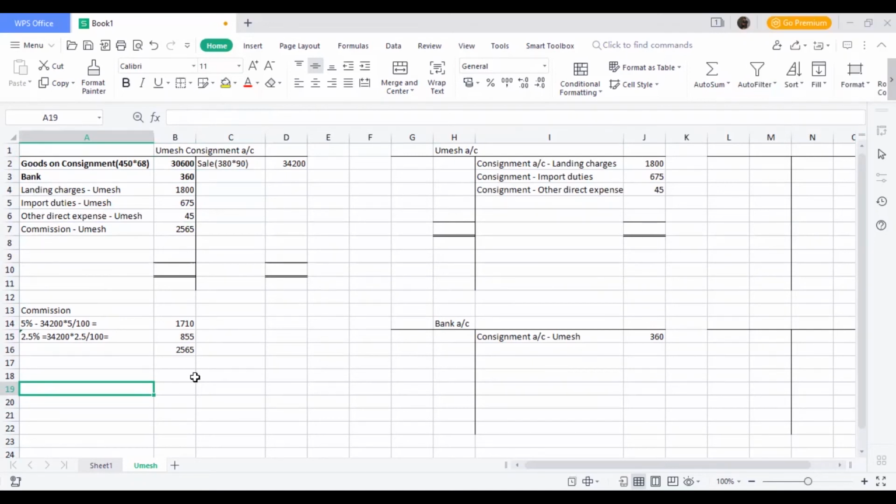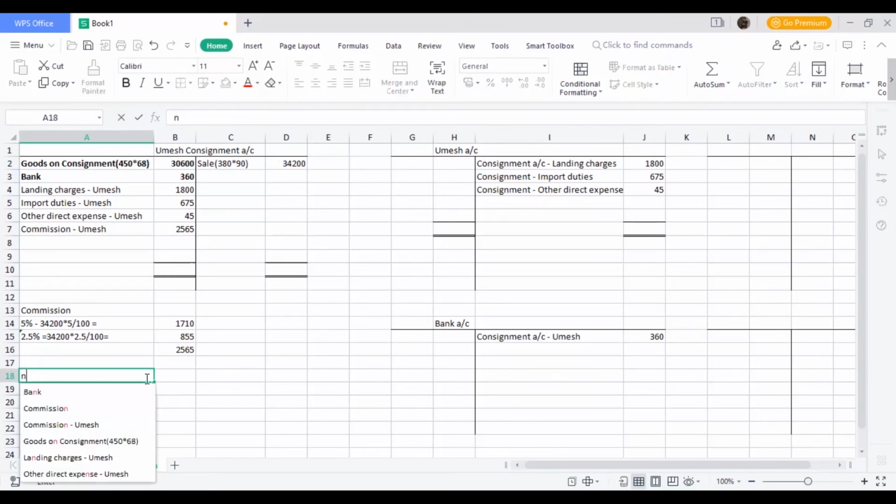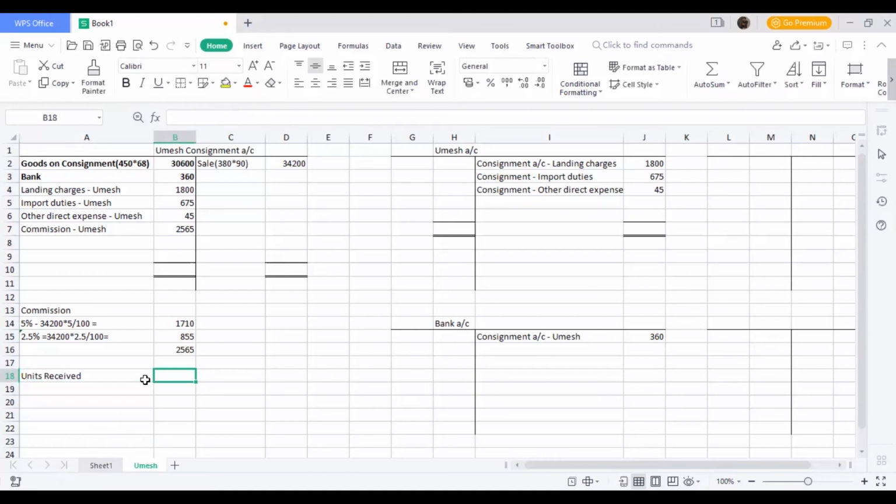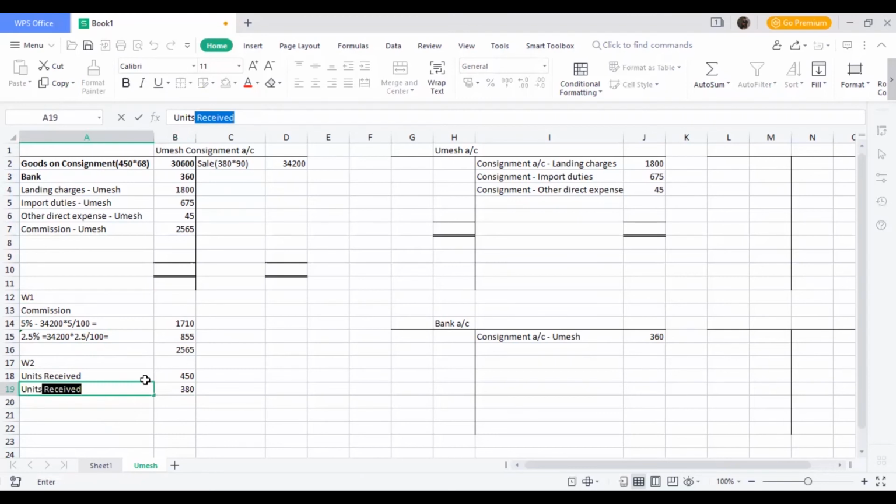So we have 450 stock units received. This is another working. I can take it as working two. This one I'll take as working one. So units received is 450, and we have sold 380. So units sold is going to be 380. So it's going to be easy for us to calculate. 70 is the quantity which we have not sold.